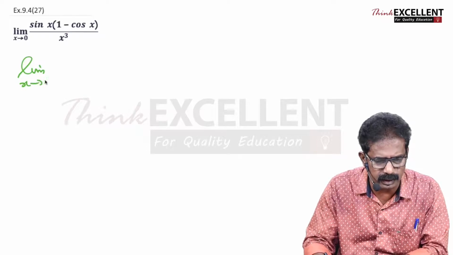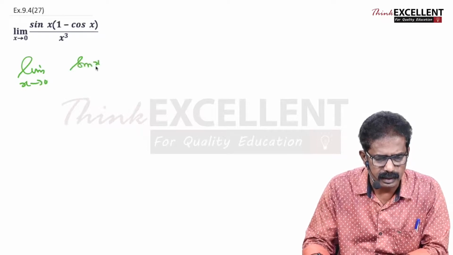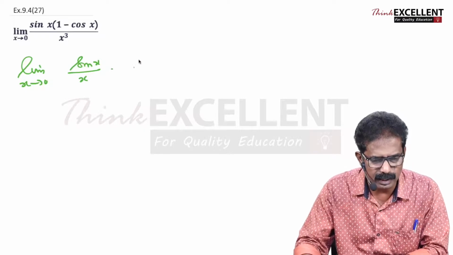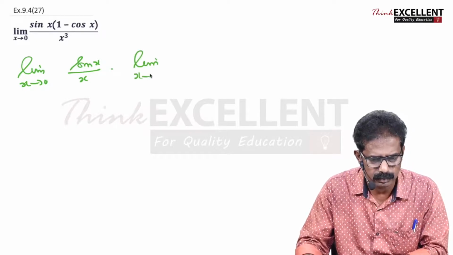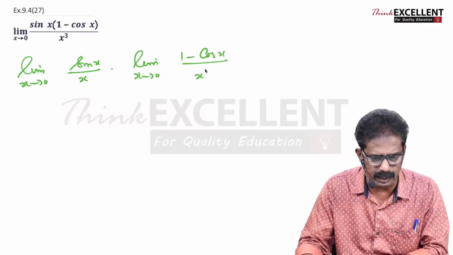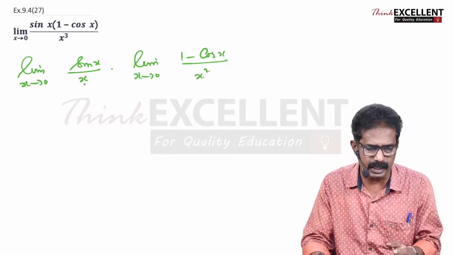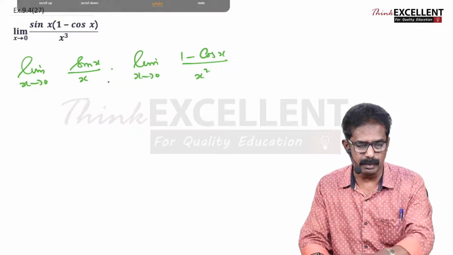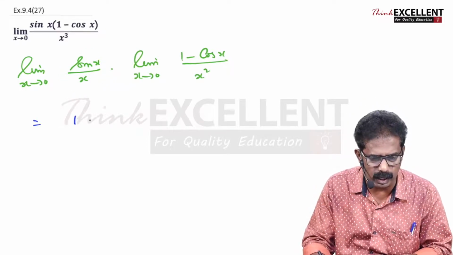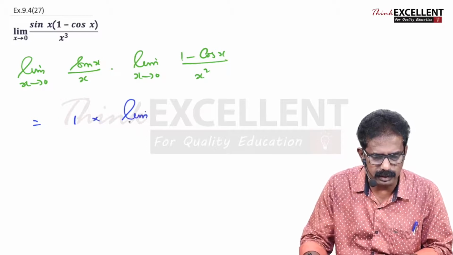Limit x tends to 0, sin x by x cube is there, I'm taking one x and grouping it with this. So the remaining is limit x tends to 0, 1 minus cos x by what is left out? x square, because of x cube, one x we have taken here, you know the reason. Limit theta tends to 0, sin theta by theta is 1, right? So this part is 1 into limit x tends to 0.